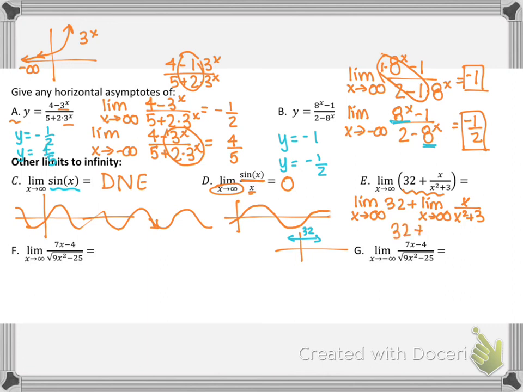Now let's find the limit of this expression. Limit as x approaches infinity of x over x squared plus 3. It's bigger on bottom, so that limit is 0. So adding, we get 32 as our overall limit.